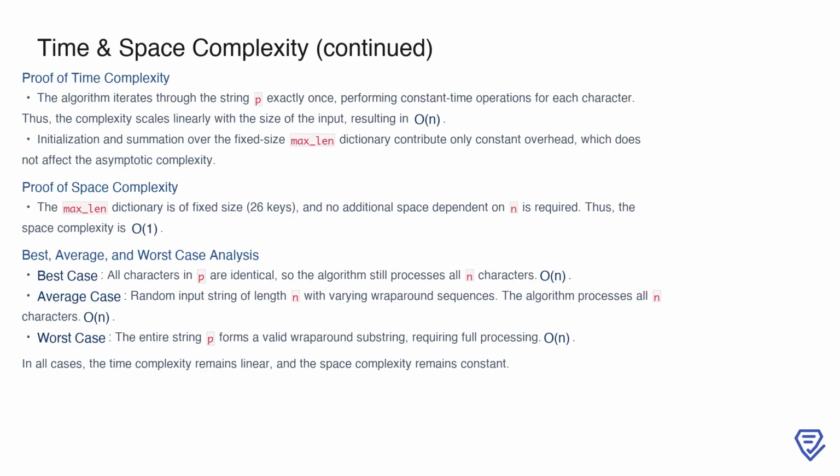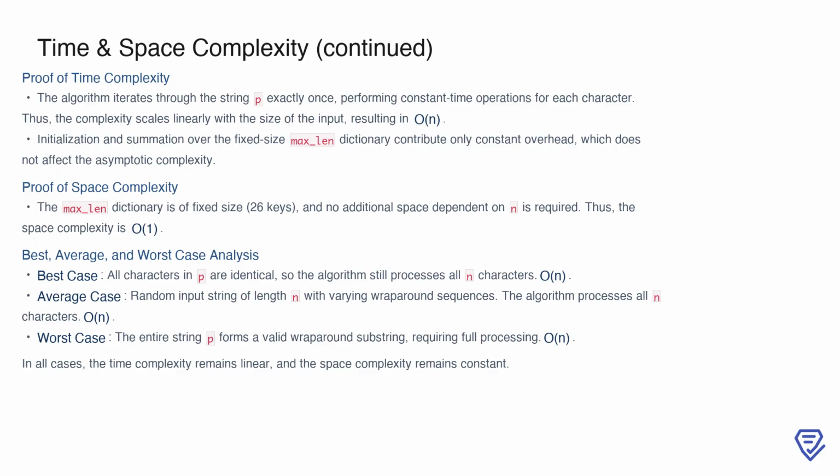We can formally verify the optimized algorithm's time and space complexities. The algorithm processes the string p exactly once, performing constant time operations for each character. As a result, the time complexity scales linearly with the size of the input, giving us O(n). The initialization and summation over the fixed size max_len dictionary only add constant overhead, which does not affect the overall complexity. For space complexity, the max_len dictionary is fixed at 26 keys, and no other space depends on the size of p. Therefore, the space complexity is O(1).